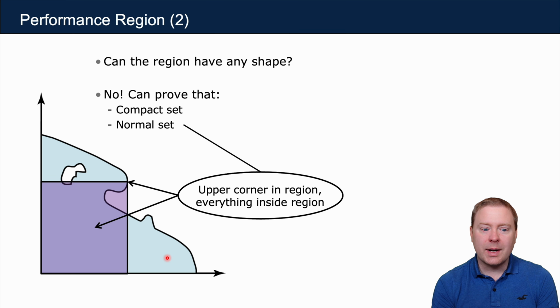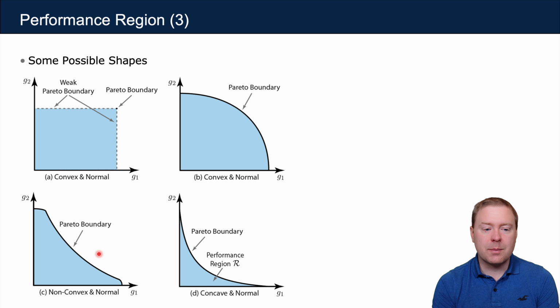One can prove quite easily that this needs to be a compact set and a so-called normal set, which means that if one point is inside the region, you should be able to degrade the performance and still stay within the region. We can't have these strange shapes over here. Everything in a box like this needs to be included. But there are many different possible shapes.